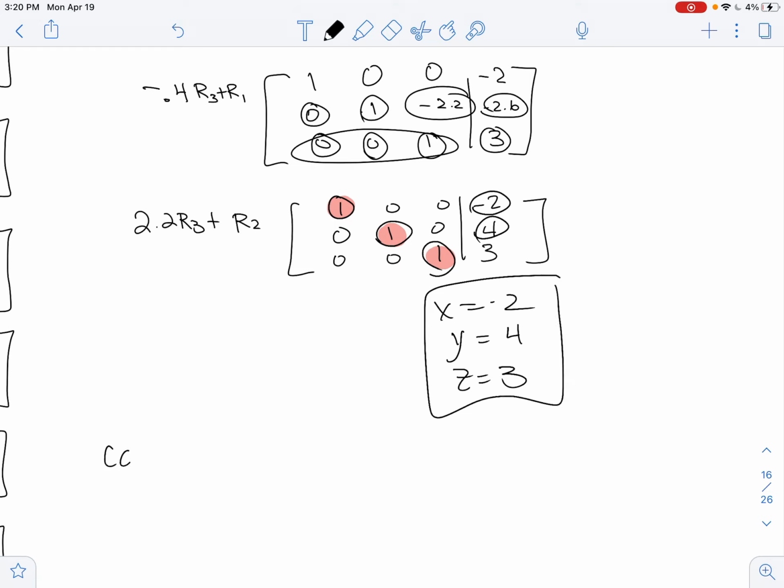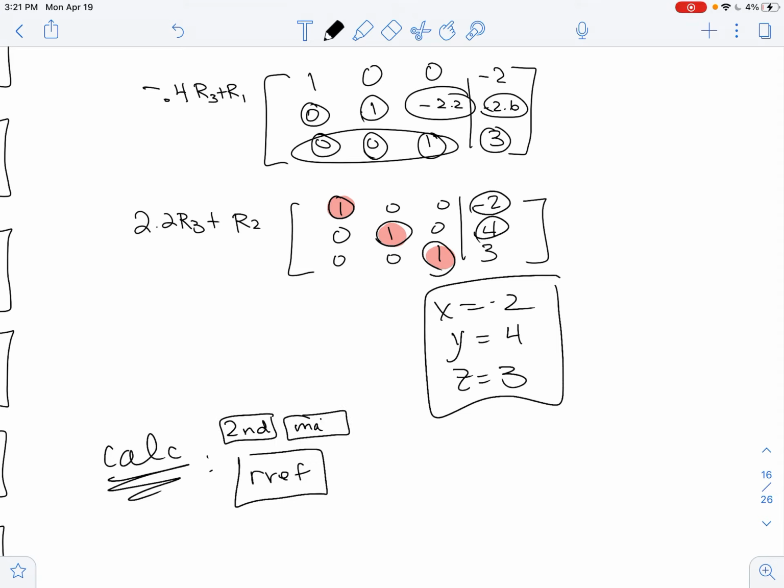You can also use your calculator. If you want to look on that page in your book, it actually gives you the instructions on how to insert a matrix in your calculator. Use an operation called reduced row echelon form, which is this key RREF. If you go second, matrix, and then math, you can actually do it automatically in your calculator to make sure you got it right.